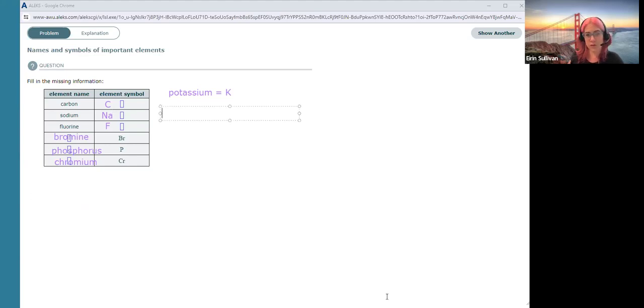There are also ones which don't sync up because they're named from Latin. Fe is iron, because it comes from ferrum. Cu is copper, coming from cuprum. These are all Latin, right? Ag is silver, coming from argentum. Au is gold, coming from aurum.